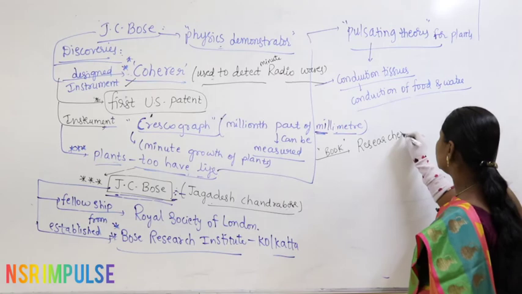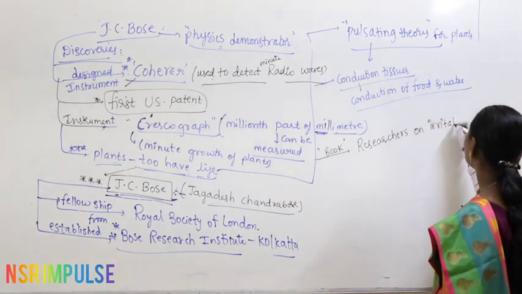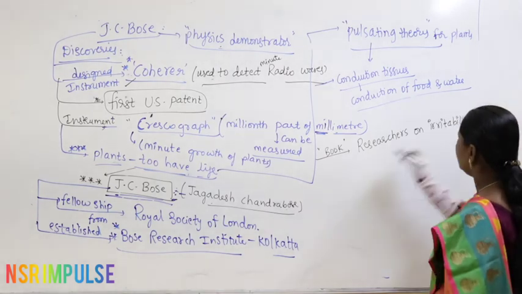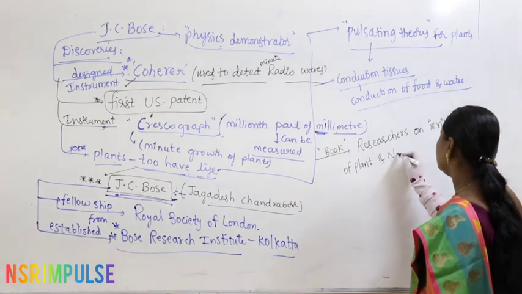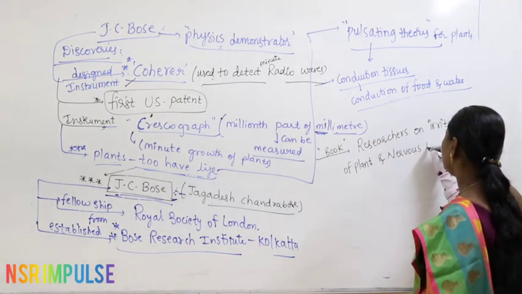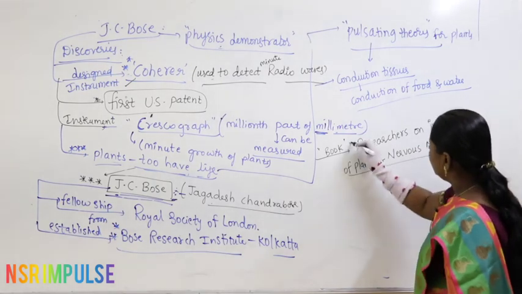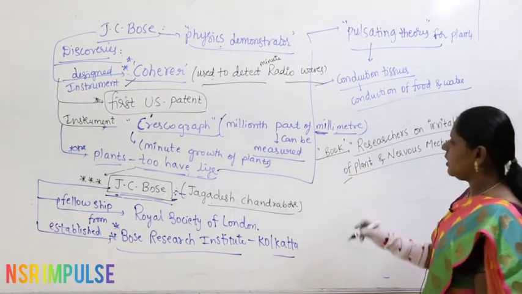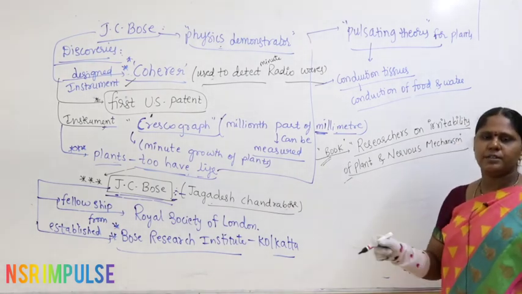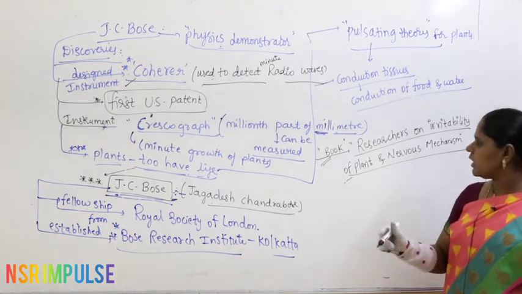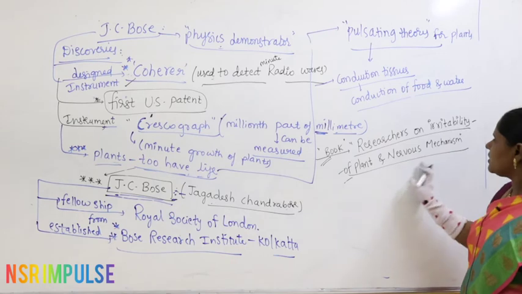Researches on Irritability of Plants and Nervous Mechanism. That was the book written by Jc Bose. What was the book? All his research findings and discoveries he has described in the book called Researches on Irritability of Plant and Nervous Mechanism.